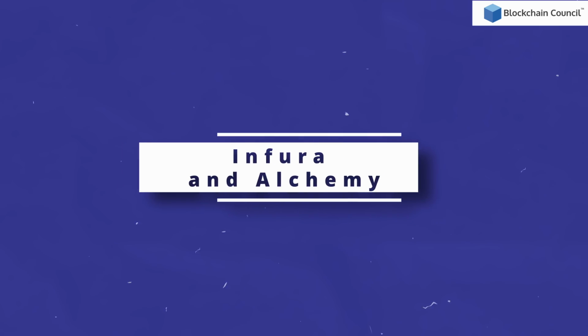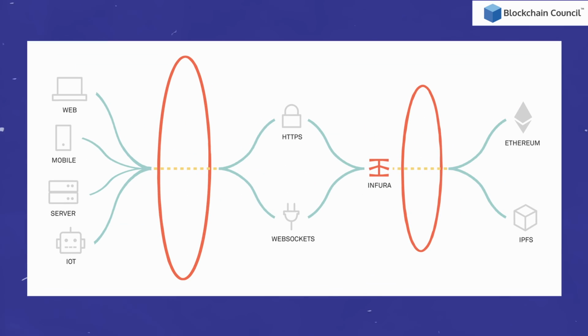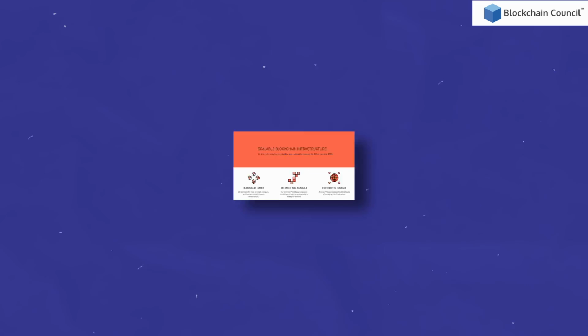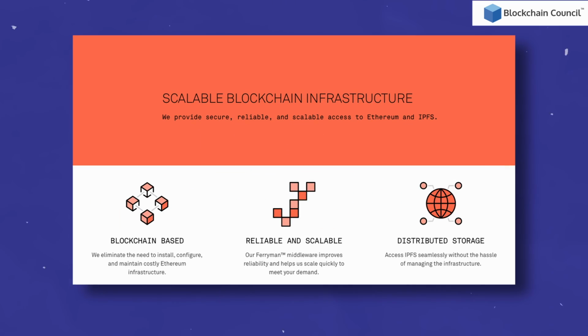Now, let's talk about cloud companions, Infura and Alchemy. They provide remote Ethereum nodes as a service, relieving developers from managing their infrastructure. These tools simplify access to the blockchain network, making development more accessible. Infura and Alchemy handle node management and permit developers to focus on building blockchain applications. They provide scalable API access to Ethereum and IPFS protocols.